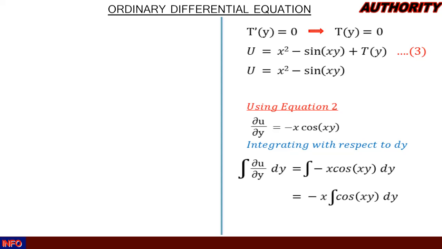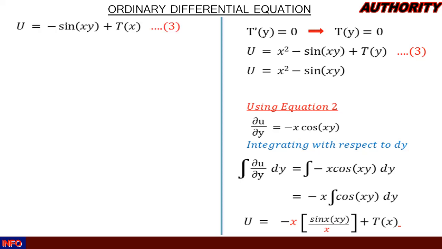Okay, so let's integrate. When we integrate, we are going to have sine xy all over x. So here x cancels x. So we are going to have minus sine xy plus t of x. When we integrate, we normally add a constant, and then we say that x is our constant, right? Good. So instead of writing c, we simply write t of x to indicate our constant.